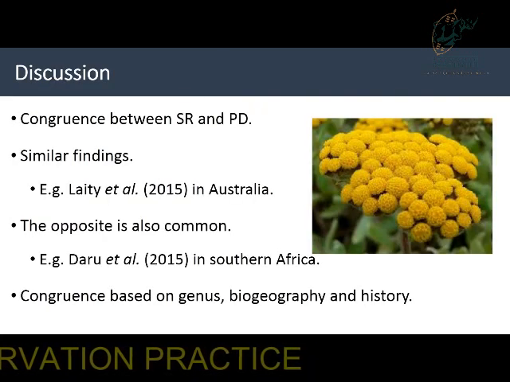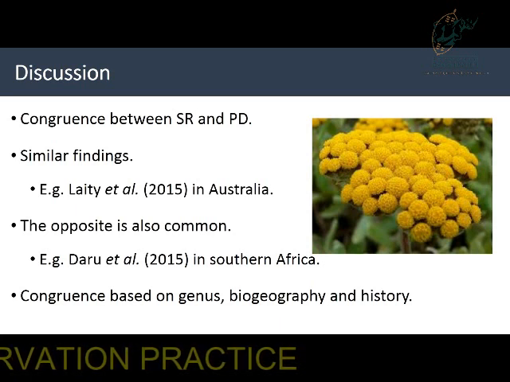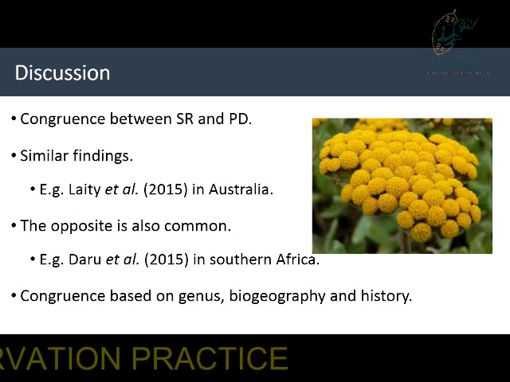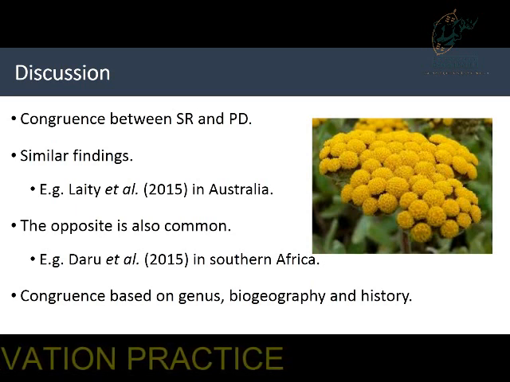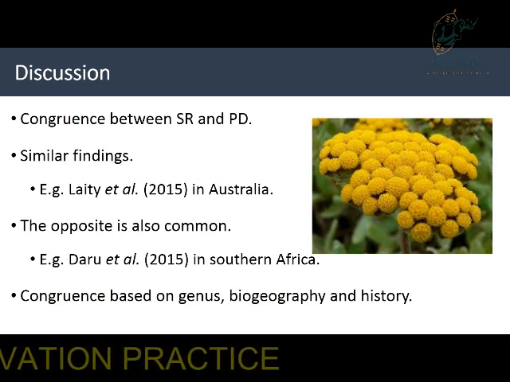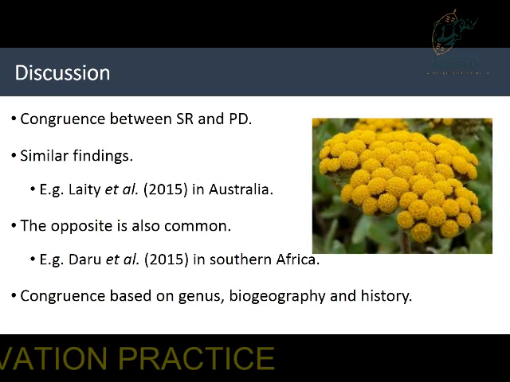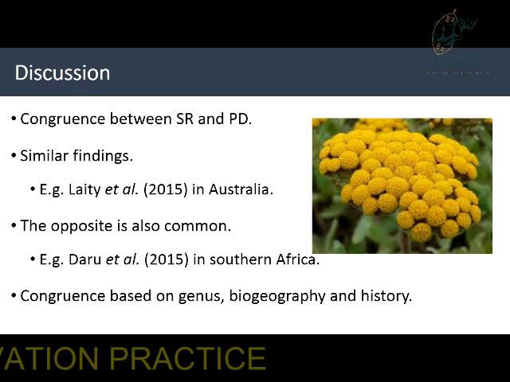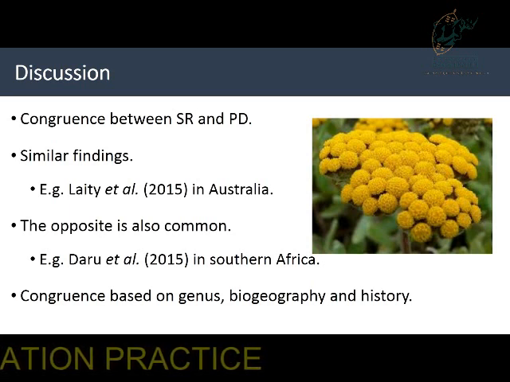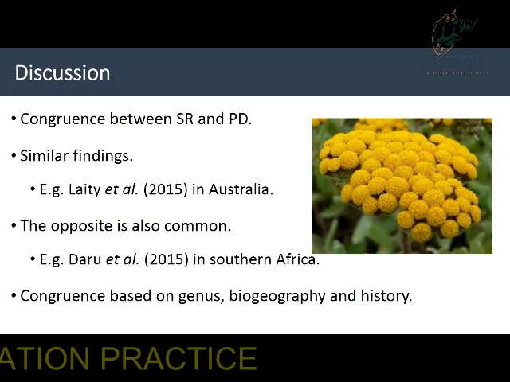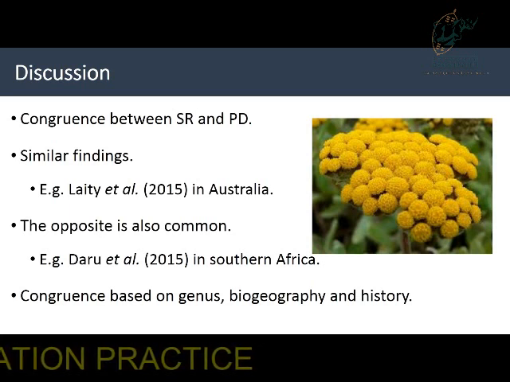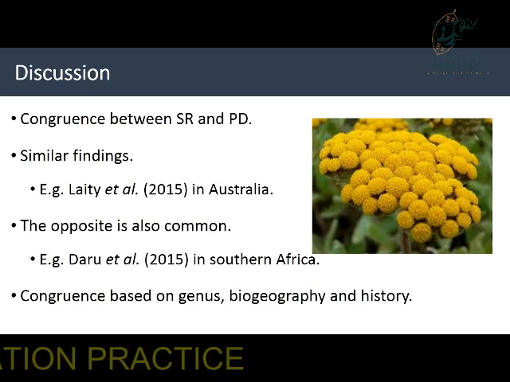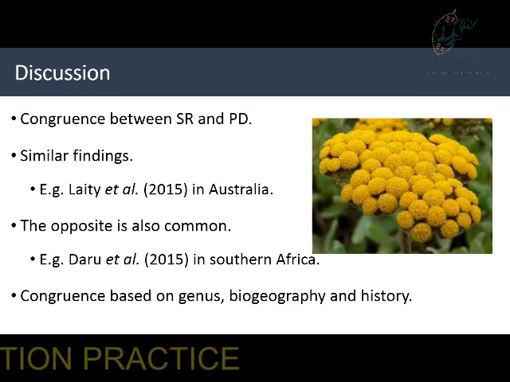So to bring this all together, I found that there was congruence between species richness and phylogenetic diversity. And there have been similar findings. For example, Leite et al. in 2015 found that there was high congruence between species richness and phylogenetic diversity hotspots in a number of Australian taxa. But the opposite is also common. For example, Darrow et al. in 2015 did not find any congruence in Southern African trees. And there's a general consensus that congruence is based on the genus, its biogeography, and the history.